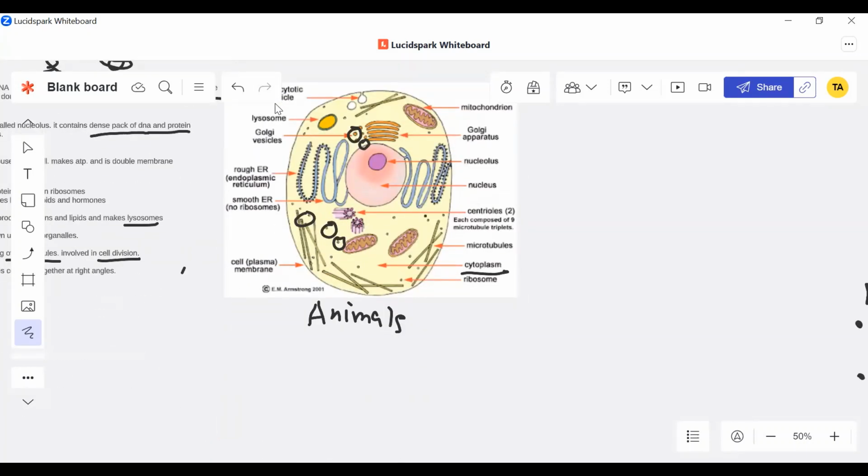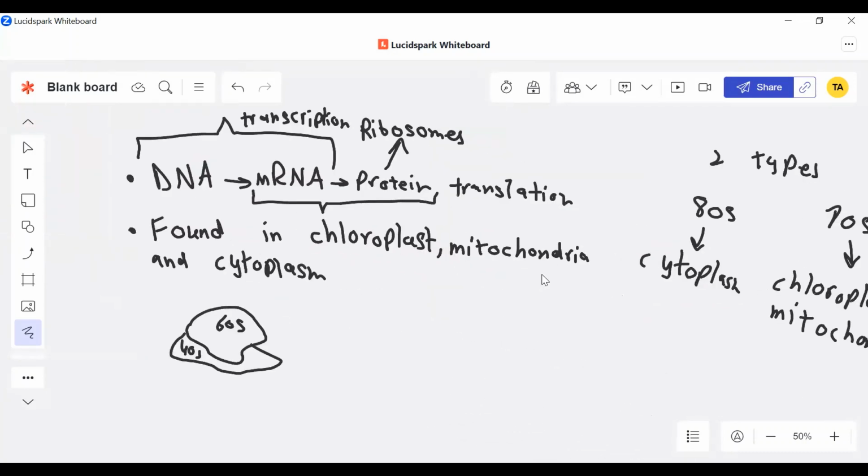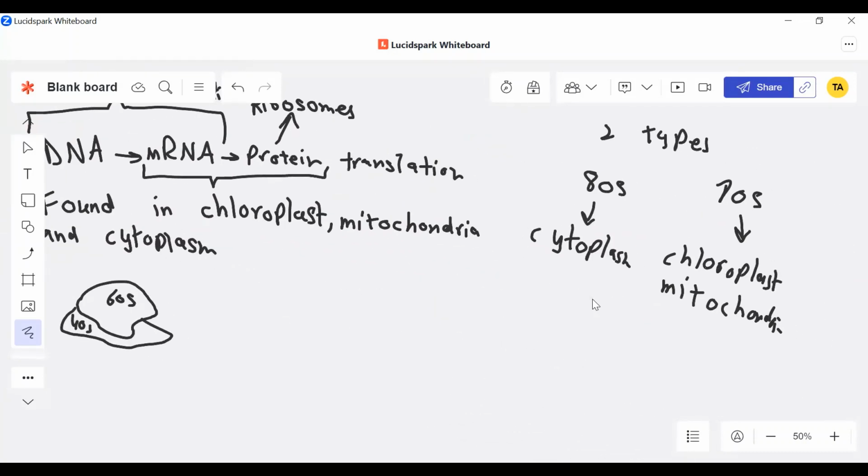So all these ribosomes that you see here are the 80S ribosomes. So the ribosomes that are found in the cytoplasm are called the 80S ribosomes. The 70S ribosomes are found in the chloroplast and mitochondria. Now, you need to know the structure of the 80S ribosome.